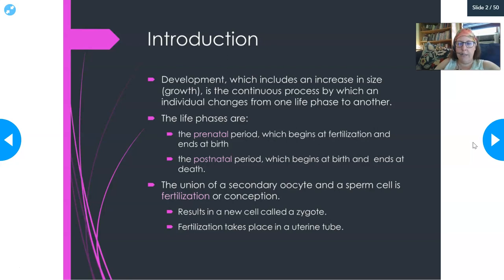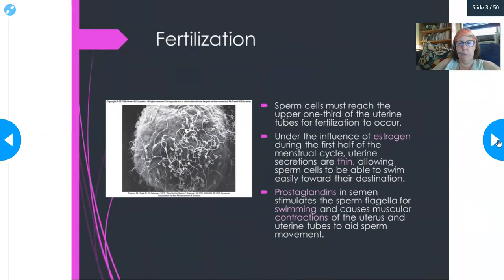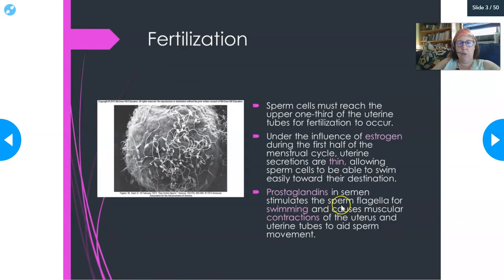The union of a secondary oocyte and a sperm cell is called fertilization or conception, and it results in a new cell called a zygote. It usually takes place in the uterine tube, especially in the upper third of the uterine tube. So here's a picture of fertilization, with all the little sperm cells trying to get into the egg. The sperm cells have to reach the upper one-third of the uterine tubes, or fallopian tubes, for fertilization to occur.